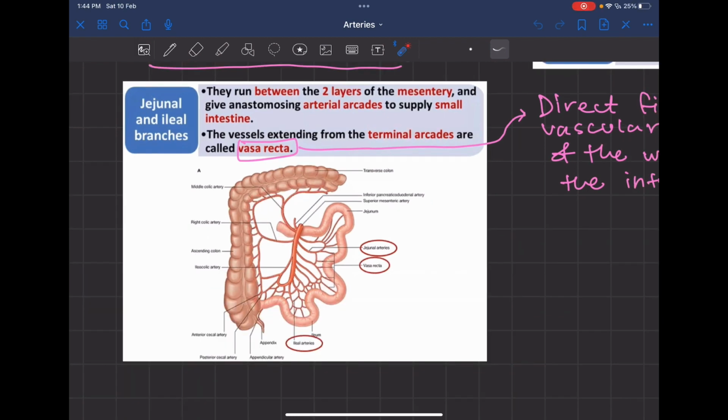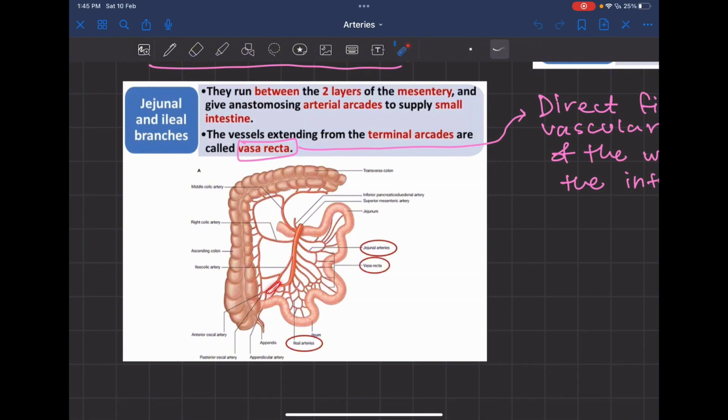And the last branch that comes off of the right side branches of the superior mesenteric artery is the ileocolic artery. And the ileocolic artery is also going to give us ascending branches and some descending branches. For the ascending branch, it's going to anastomose with the descending branch of the right colic. This is the right colic, and this is the ileocolic.